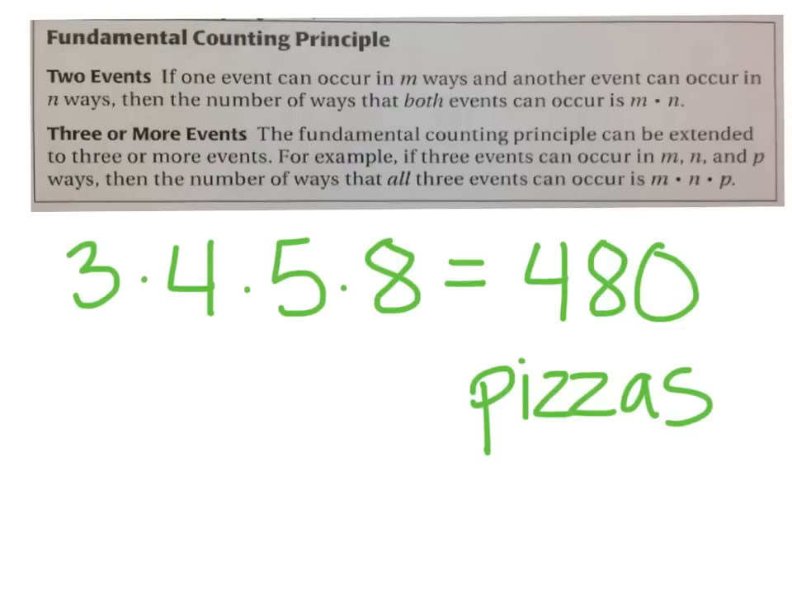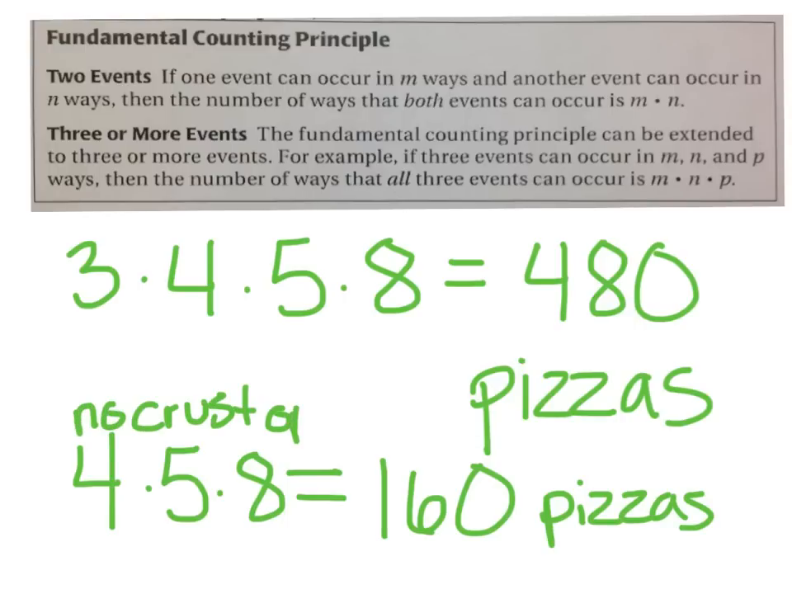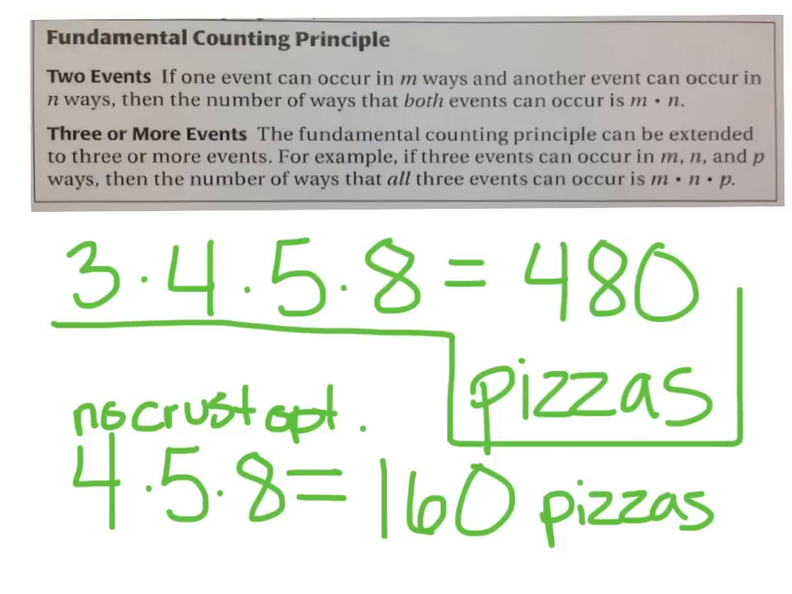And what if we said, okay, well, take the crust out of the equation. We don't get a choice in the crust. Then you would just take out the 3 and just multiply the 4 times the 5 times the 8. If that crust wasn't an option, then we'd only have 160 different pizzas. But it's pretty simple. You just take the different combinations and you multiply them together.